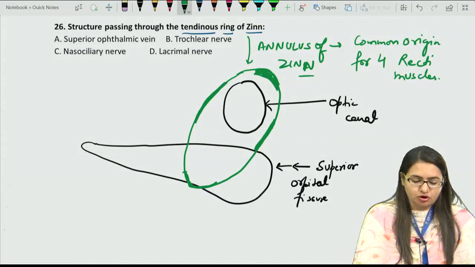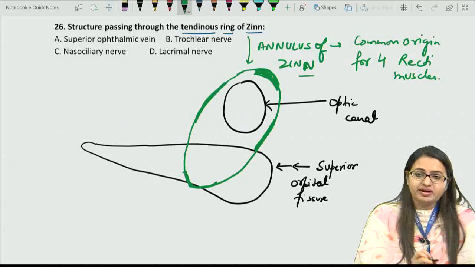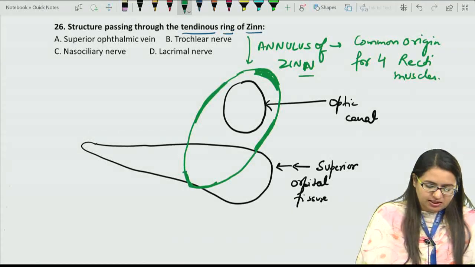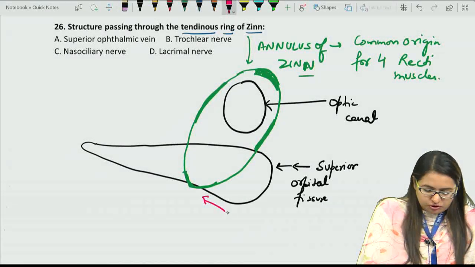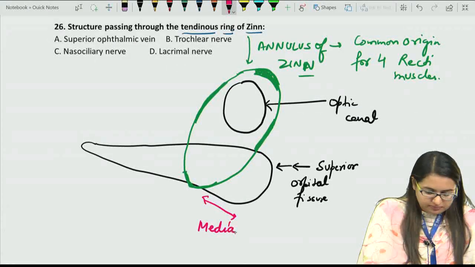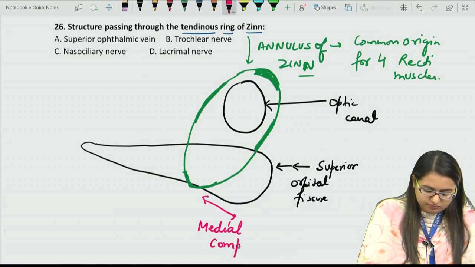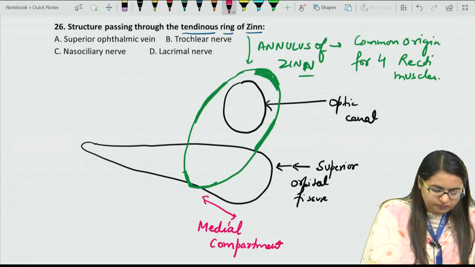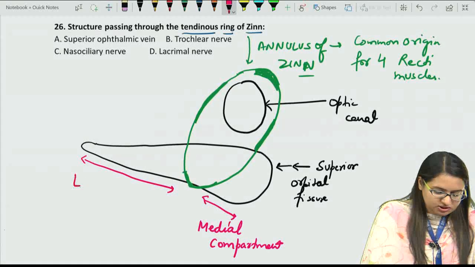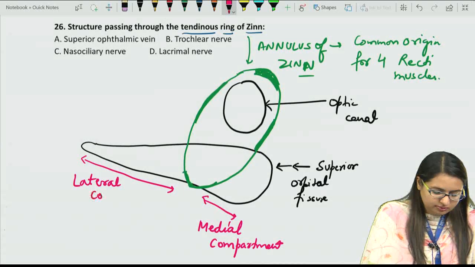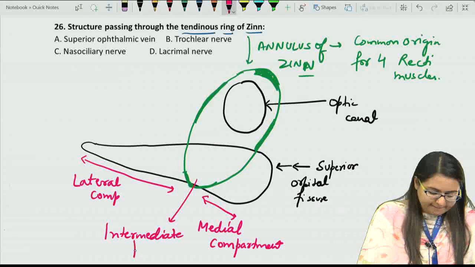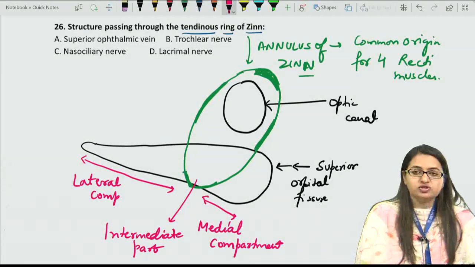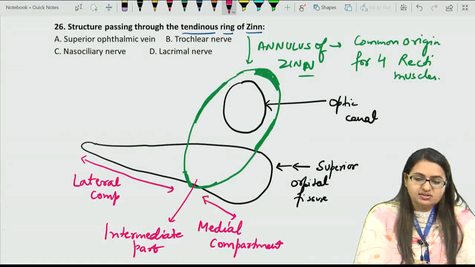Now due to the attachment of this common tendinous ring, or annulus of Zinn, it divides the superior orbital fissure into 3 portions: medial, lateral and intermediate. This portion over here is the medial compartment. The portion towards the outer side is the lateral compartment. And over here is the intermediate portion, which is enclosed by the annulus of Zinn.